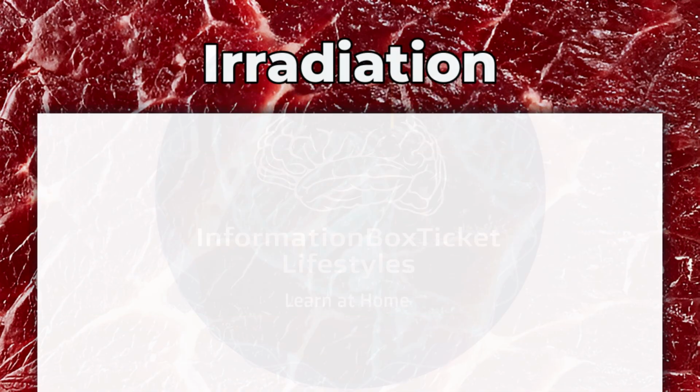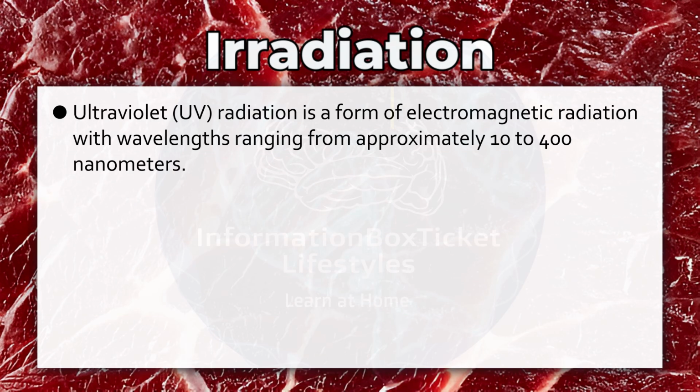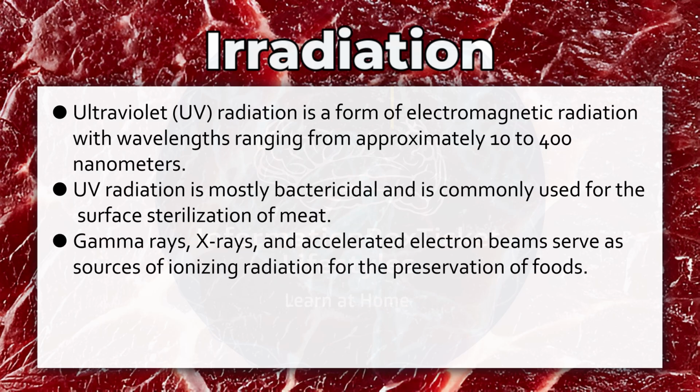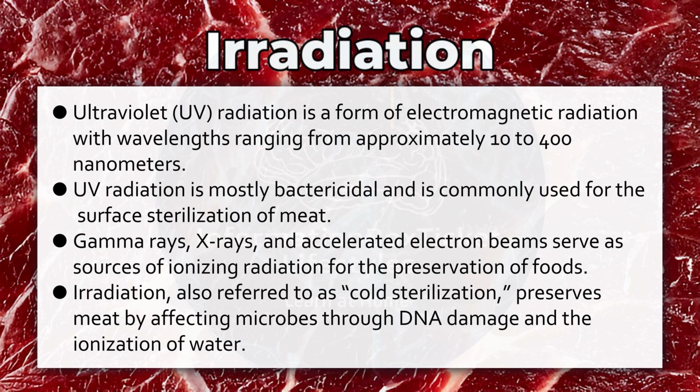Irradiation. Ultraviolet, UV radiation, is a form of electromagnetic radiation with wavelengths ranging from approximately 10 to 400 nanometers. UV radiation is mostly bactericidal and is commonly used for the surface sterilization of meat. Gamma rays, X-rays, and accelerated electron beams serve as sources of ionizing radiation for the preservation of foods. Irradiation, also referred to as cold sterilization, preserves meat by affecting microbes through DNA damage and the ionization of water.